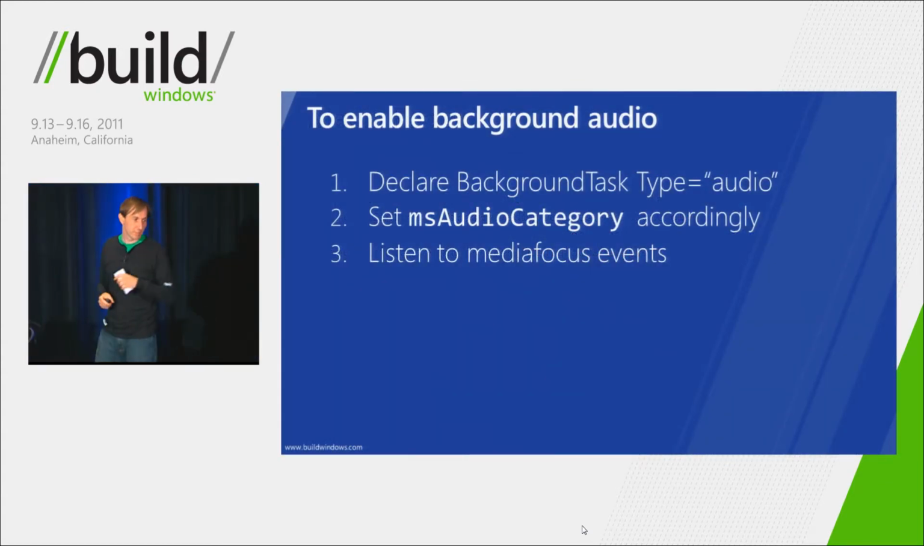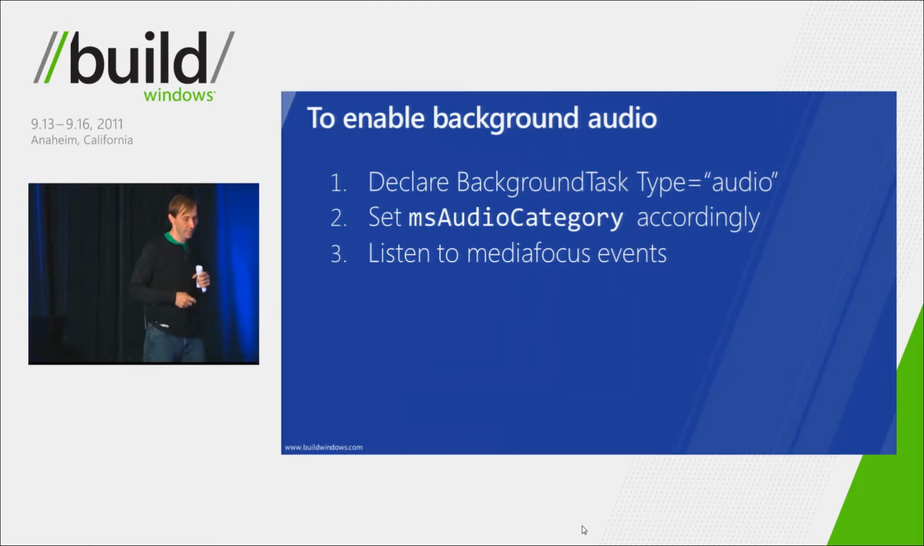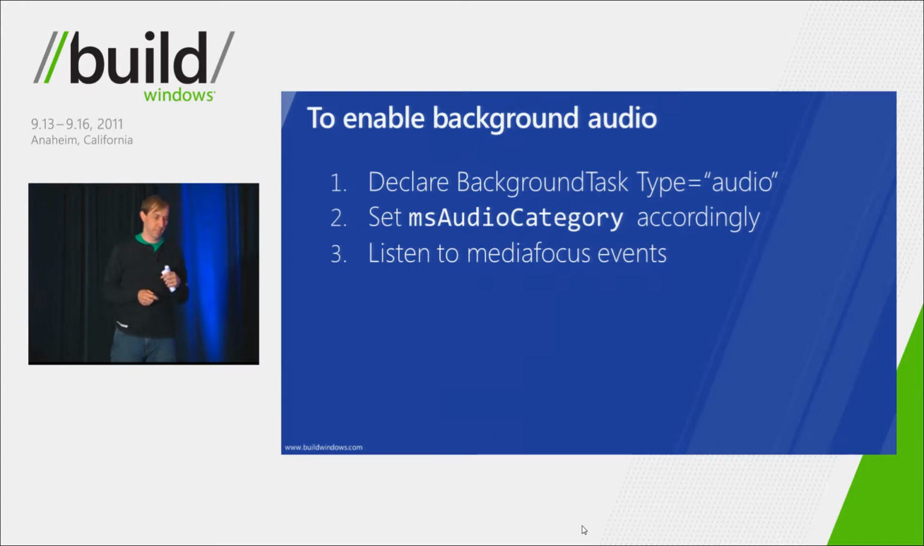So just to reiterate, to enable background audio, declare the background task type audio in your app manifest. Set the MS Audio category according to the type that you're playing back: narration, communication, or most notably media, probably in most cases. And then listen to the media focus events.